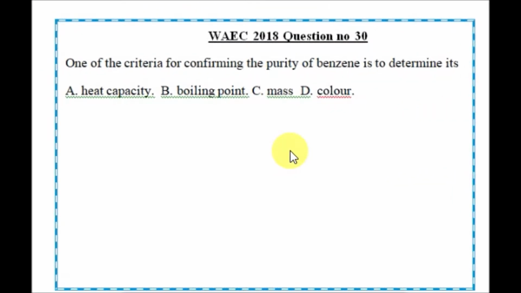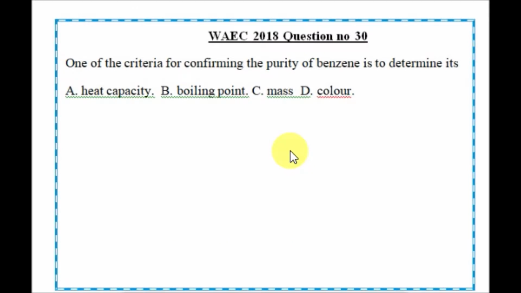Hello, welcome. Today we are going to be looking at WAEC 2018 question number 30 for chemistry. And the question goes like this. One of the criteria for confirming the purity of benzene is to determine its option A, heat capacity, B, boiling point, C, mass, D, color.